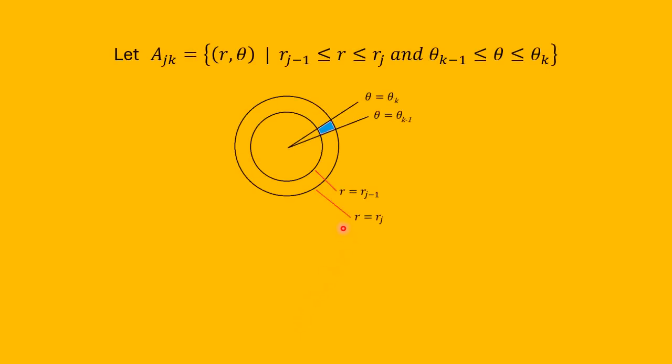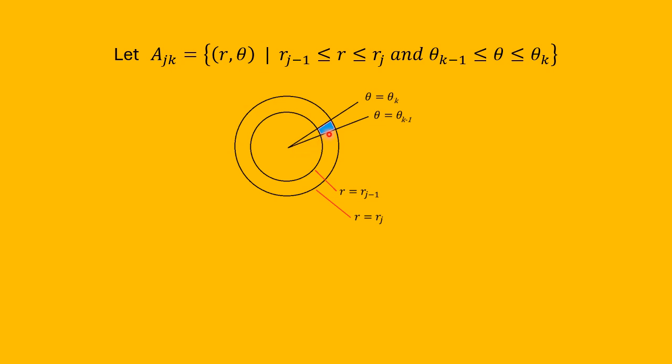Let's look at a region in polar coordinates. Let's look at this small bluish region here. Suppose the two circles shown here are concentric circles with center at the origin, or pole, of the polar coordinate system. Let this inner one be r equals r sub j minus 1. This next one, r equals r sub j.